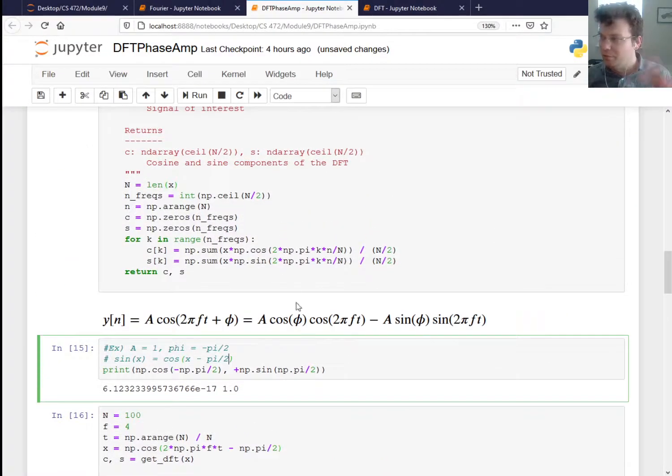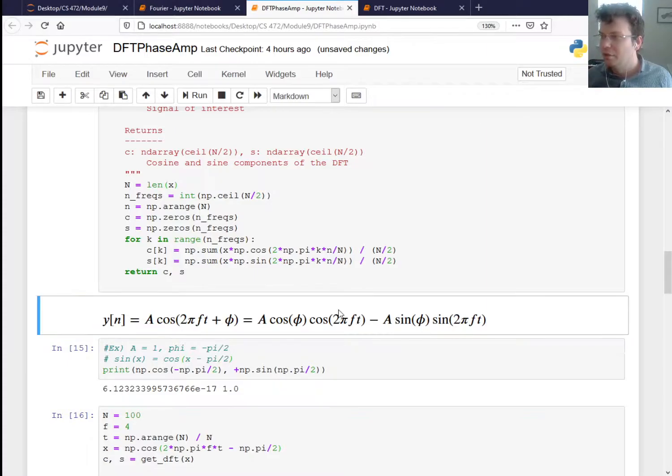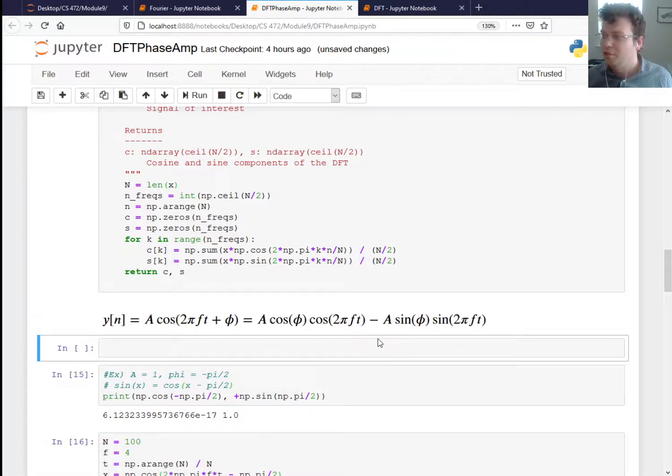But the other reason I made such a big deal about the amplitude here is because there's yet another trig identity I can use, which is that even if I don't know what the phase is, I can figure out what the amplitude is. And even if I don't know what the amplitude is, I can figure out what the phase is. So let's see how we can do that.